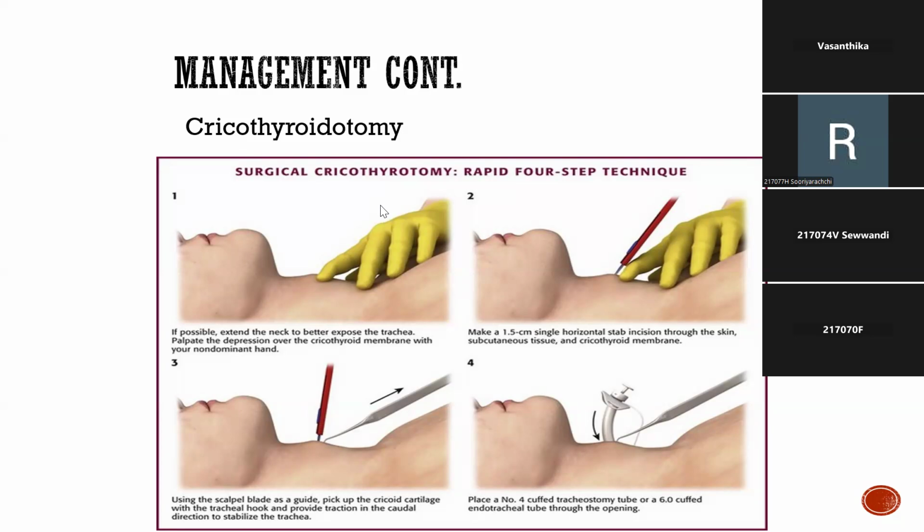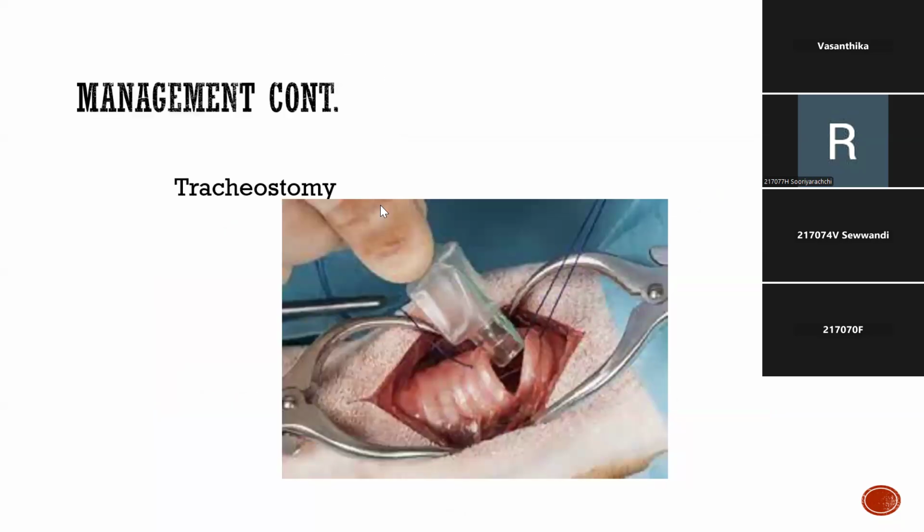You can feel the same place and you make a stab injury with the scalpel and rotate the scalpel and insert a small tracheostomy tube or endotracheal tube to enter into the airway. So this is the tracheostomy procedure we do generally as a proper surgical procedure. We make an incision in the neck and go into the trachea and make an incision there and put a proper tracheostomy tube.